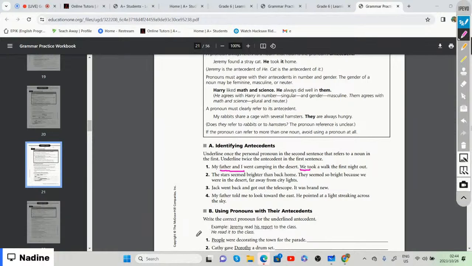The stars seem brighter than back home. They seemed so bright because we were in the desert far away from the city lights. So if we identify the antecedent, we would identify it as the stars, and the pronoun that agrees with, refers to, or represents the stars is "they."